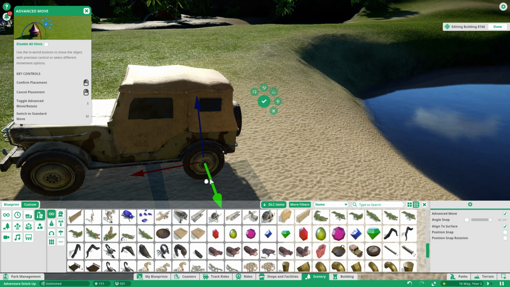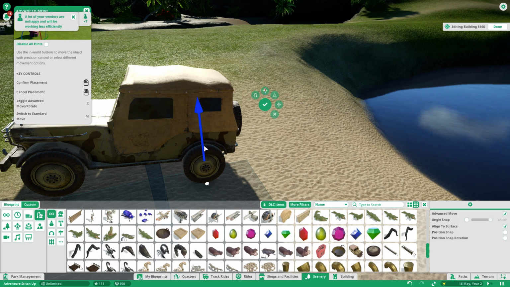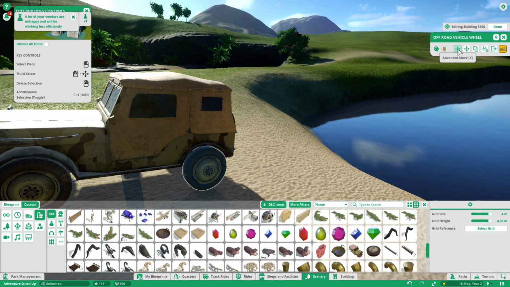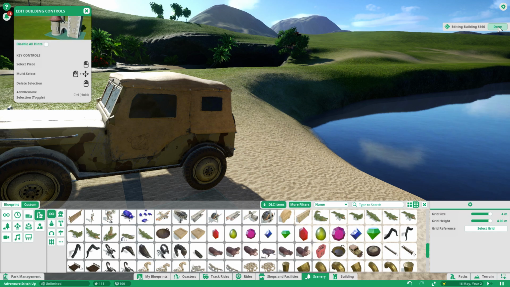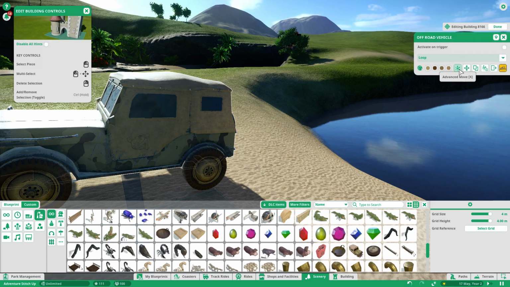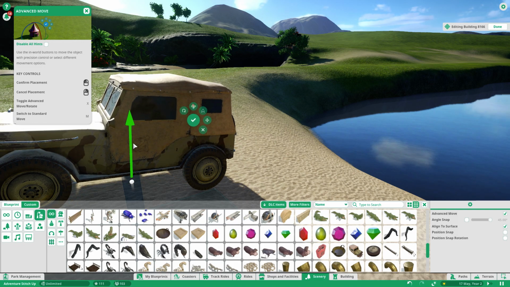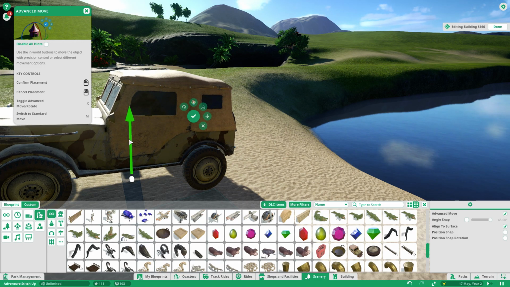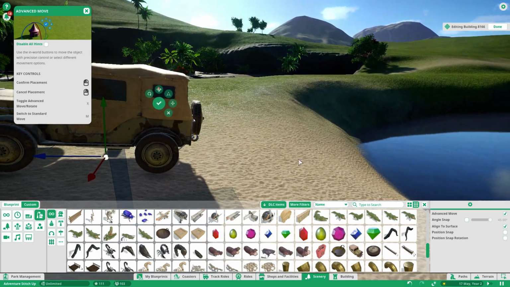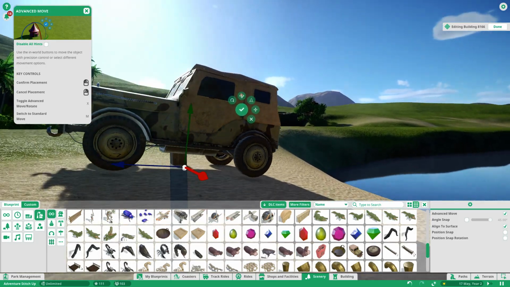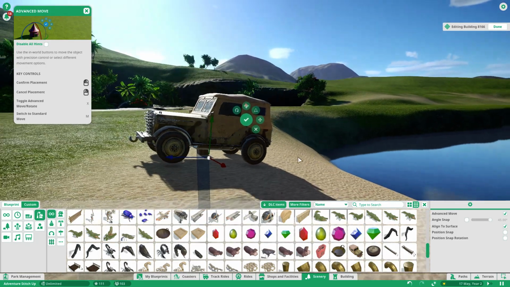Yep. If I go X, I should be able to just drop it down a tiny bit and put more of a gap there. And go like that. And now if I go to off-road vehicle is selected, he's now selected, and I go advanced move, the whole thing, I was hoping the whole thing including the wheels would move. What am I doing wrong here? Well, are these guys actually touching the ground? No, they're not. Oh man.